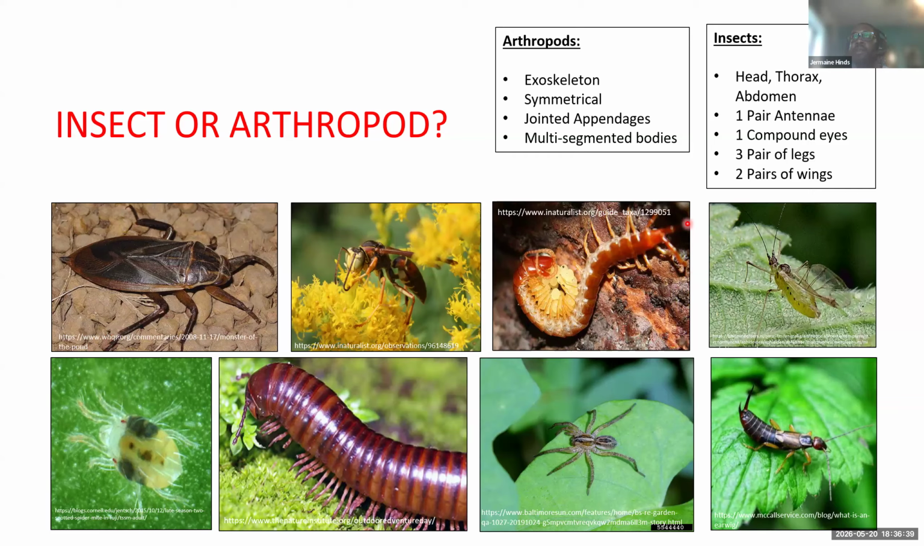What about this one? Arthropod. So this is a centipede. They can also be beneficial. They're predators. They have these strong jaws that they can use, and they also can deliver venom too. So also good for your garden.